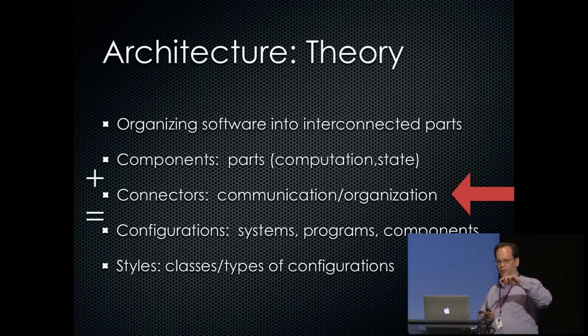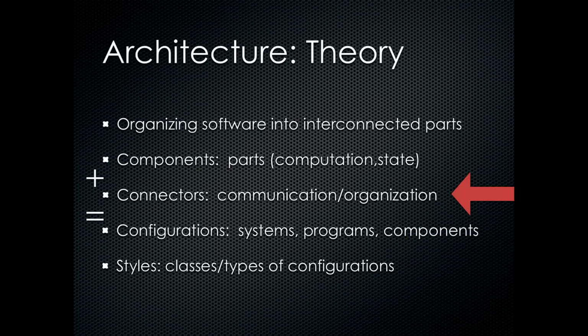And so when you put the components and the connectors together, you get a configuration. And that can be a system, a program, or a bigger component, and potentially a bigger connector as well. And then you also have styles, which I'm not going to talk about too much. These are essentially types of configurations. So, for example, pipes and filters is a very, very popular style. And they say how you can put things together.